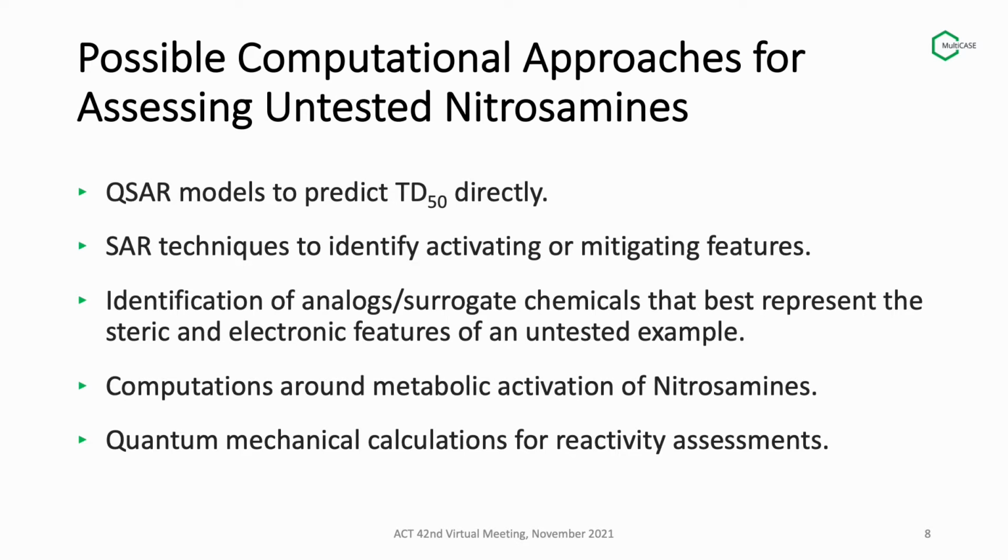Approaches that can compute the speed or degree of metabolism in the untested nitrosamine can also be very helpful, and I'll be touching on those briefly in the upcoming slides. The final technique that I can think of is the quantum mechanical calculations that can compute the reactivity of the query nitrosamines. So these are a few techniques that we can think of in attacking this problem of nitrosamines.